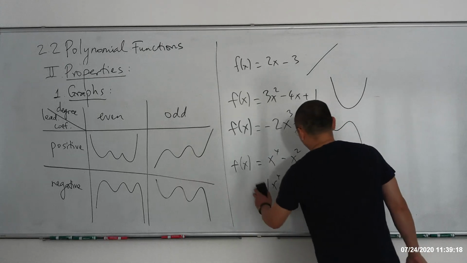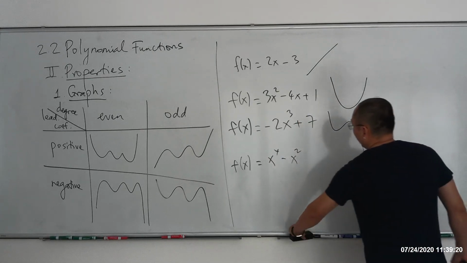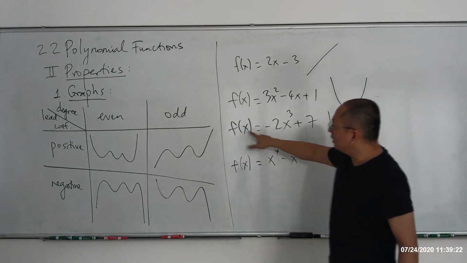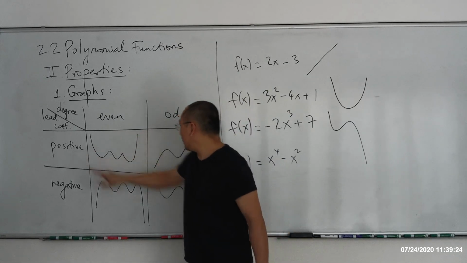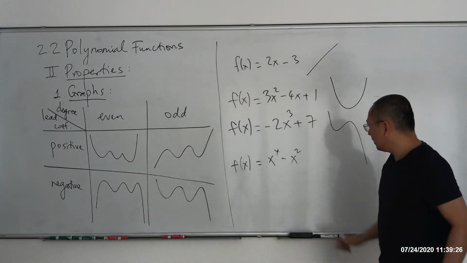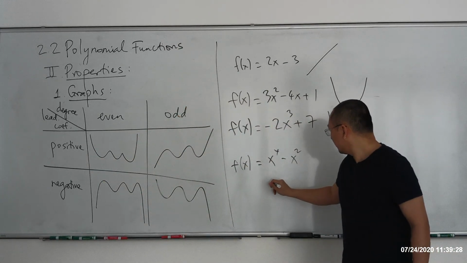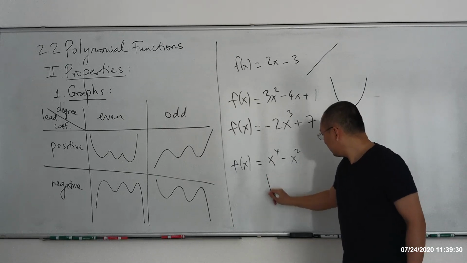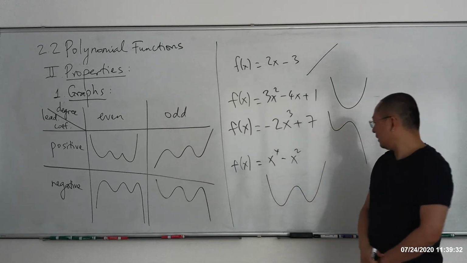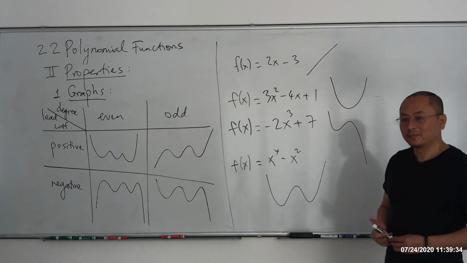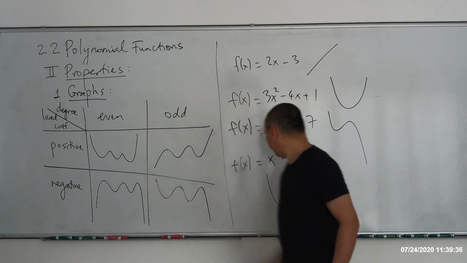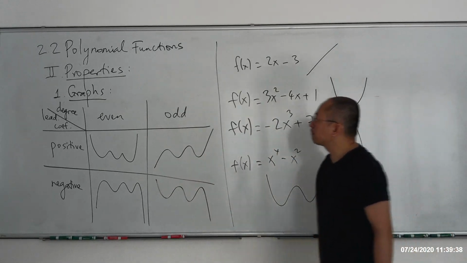And it's still a polynomial. And I claim the graph of this one, degree 4, even, positive leading coefficient, the graph has to be like this. Like that. Okay? This case right here.